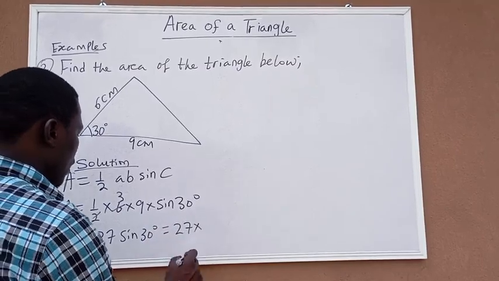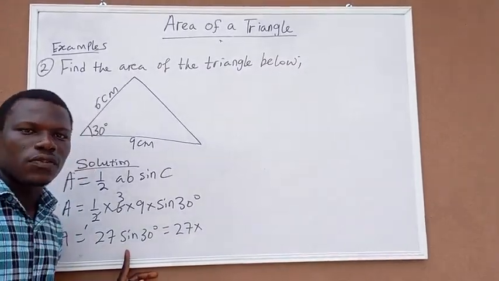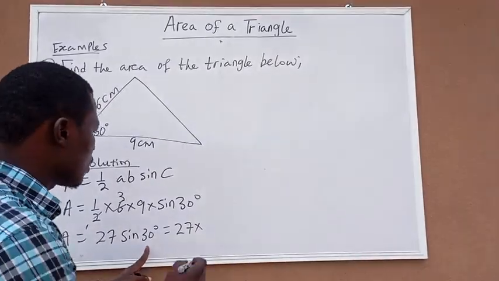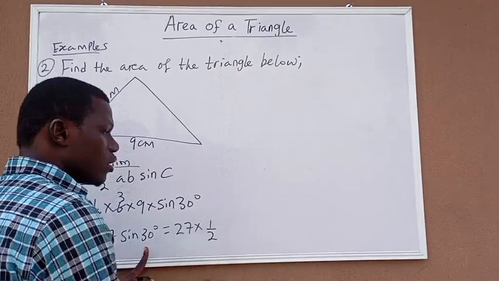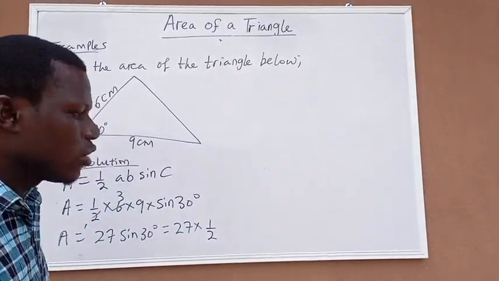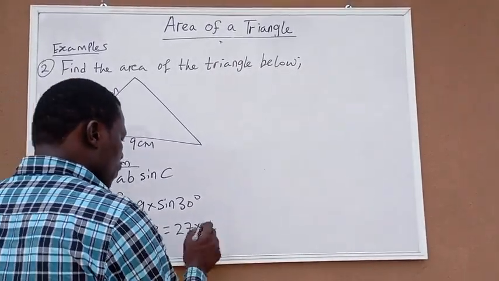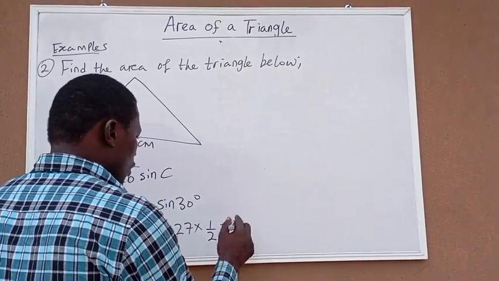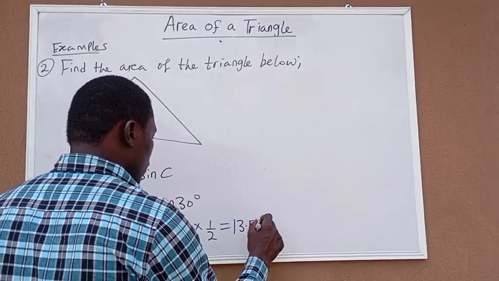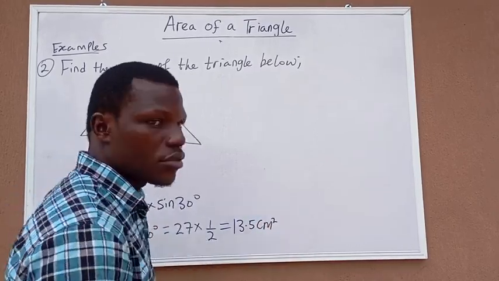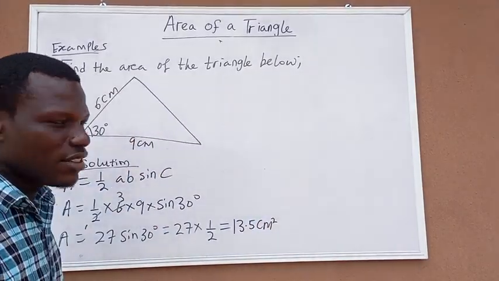That's 27 times. Now, by our knowledge of trigonometric ratios, we know that sine 30 is 1 over 2, or 0.5. You can as well use your calculator. So half of 27 is 13.5 centimeter squared. You see, that was very easy.